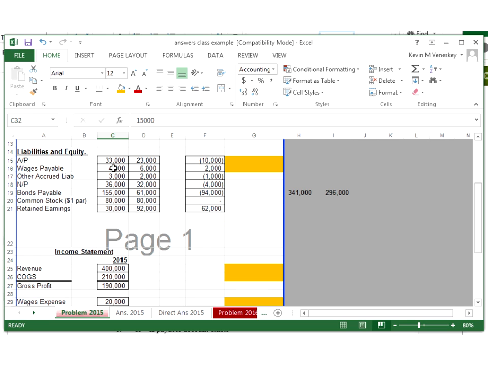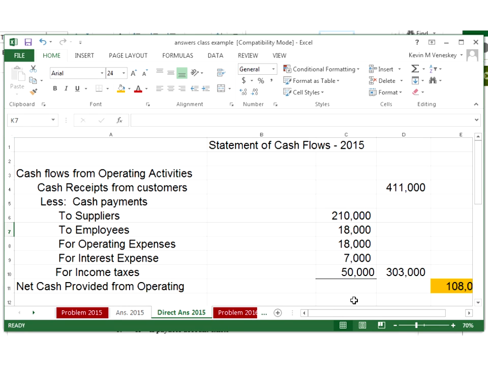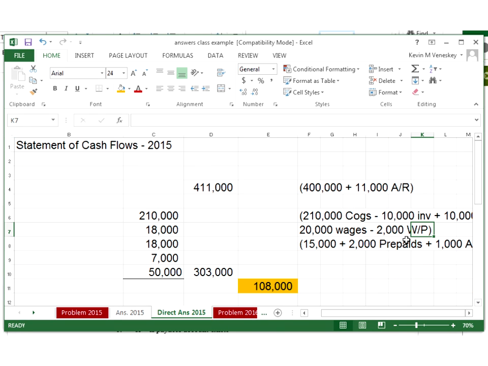So not only did I spend 15,000 here, I spent an extra 1,000 here to get this liability to go down. I spent another $2,000 here to get my prepaids to go up. So in total, I spent $18,000.